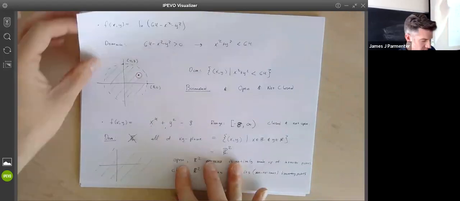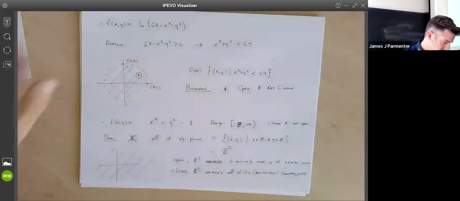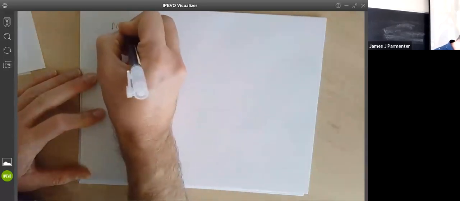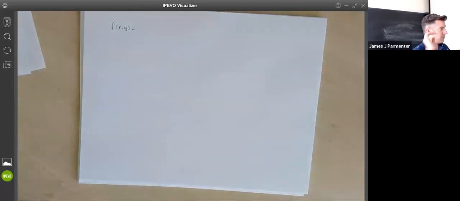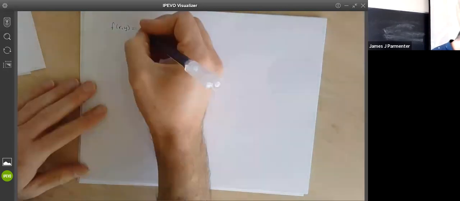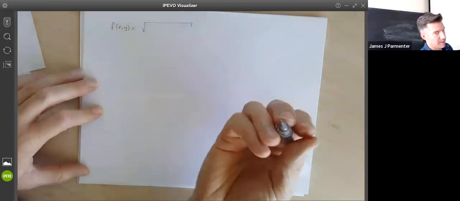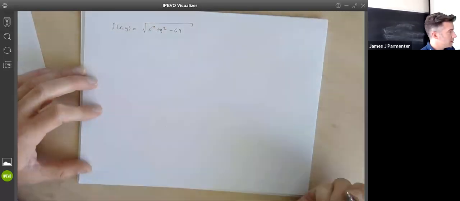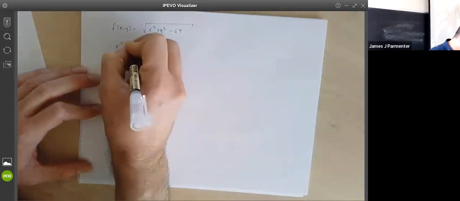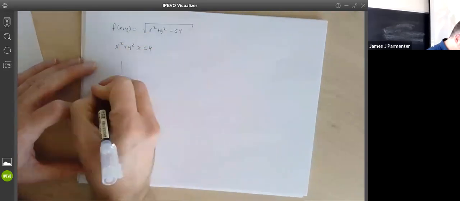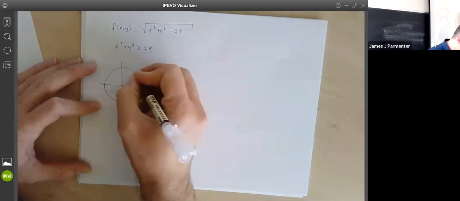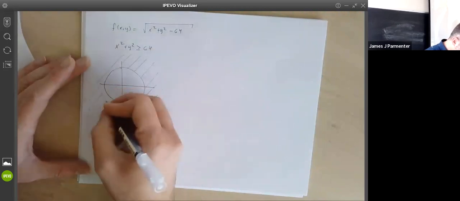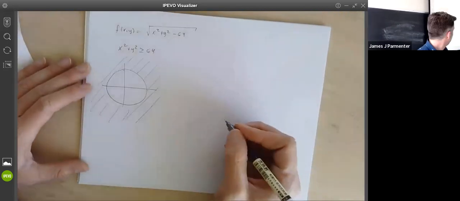Good question. So if, for example, my function f of x, y was, to get everything flipped, you essentially change the signs of everything. So instead of 64 minus x squared minus y squared, it's going to be the square root of x squared plus y squared minus 64. Then we'd have x squared plus y squared greater than or equal to 64. We'd have the same circle, and then everything outside the circle. I really hate drawing this, it always feels like it doesn't look good. So there's our domain.